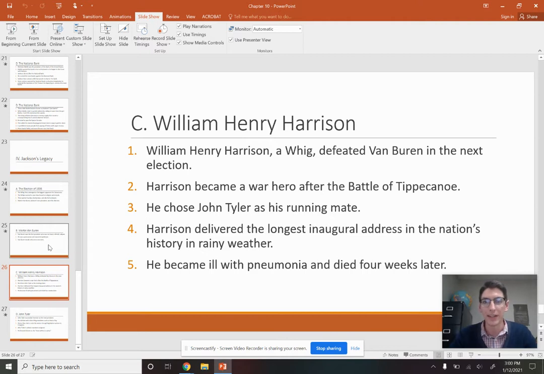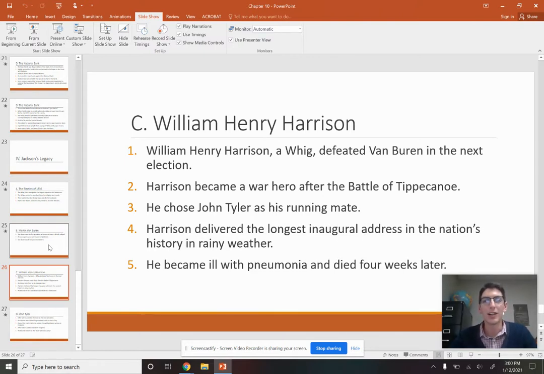And so William Henry Harrison burned down Prophetstown, defeated the Indians there, and became a war hero. He was running on the popularity that he gained during the war to win the presidency. What's interesting is that he was a part of the Whig Party. So this is the first Whig president to take over the Oval Office. William Henry Harrison defeats Van Buren in the next election.